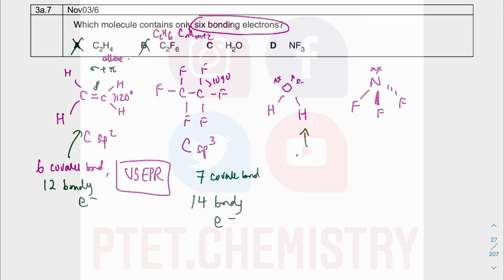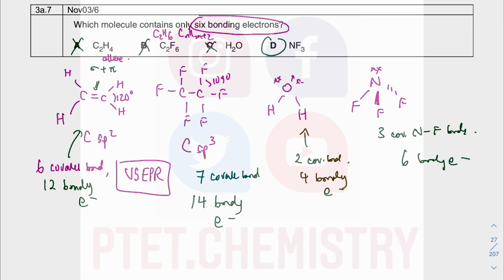So there are 2 covalent bonds. So there's 4 bonding electrons, 2 there, 2 there. Realistically speaking, you can tell here you have 3 covalent NF bonds. We are not counting the non-bonding electrons. We are just counting the ones that are in the covalent bond. So there are 6 bonding electrons because each covalent bond is 2 electrons. All right.